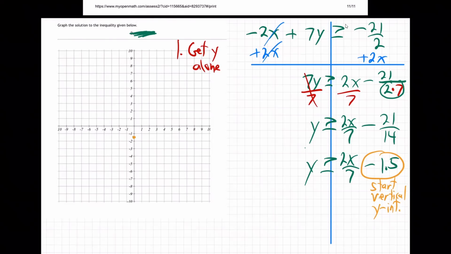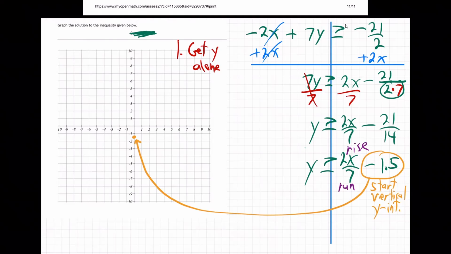So that's going to be down 1.5. So it's going to be about right there. It's going to be right in the middle of 1 and 2. Does everybody see that right there? Down 1.5. It will allow you to put a dot right between -1 and -2, at -1.5. Okay. And then from there, we've got to find another point. How do we find our other point? Well, remember it's rise over run. Whatever the fraction next to x, that's your rise and your run.